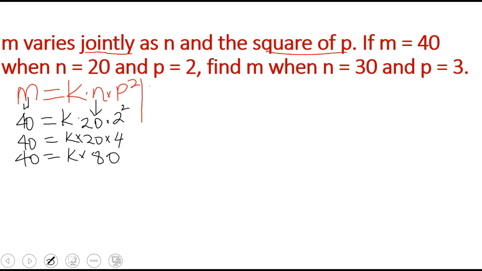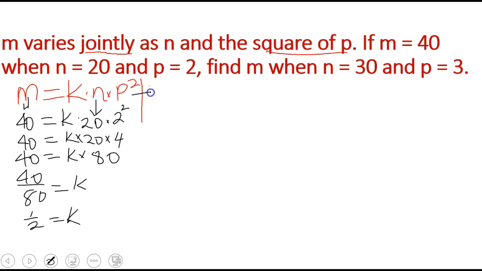And now we can divide both sides by 80 to get K by itself. So that will give 1/2. So now we know that K is 1/2.